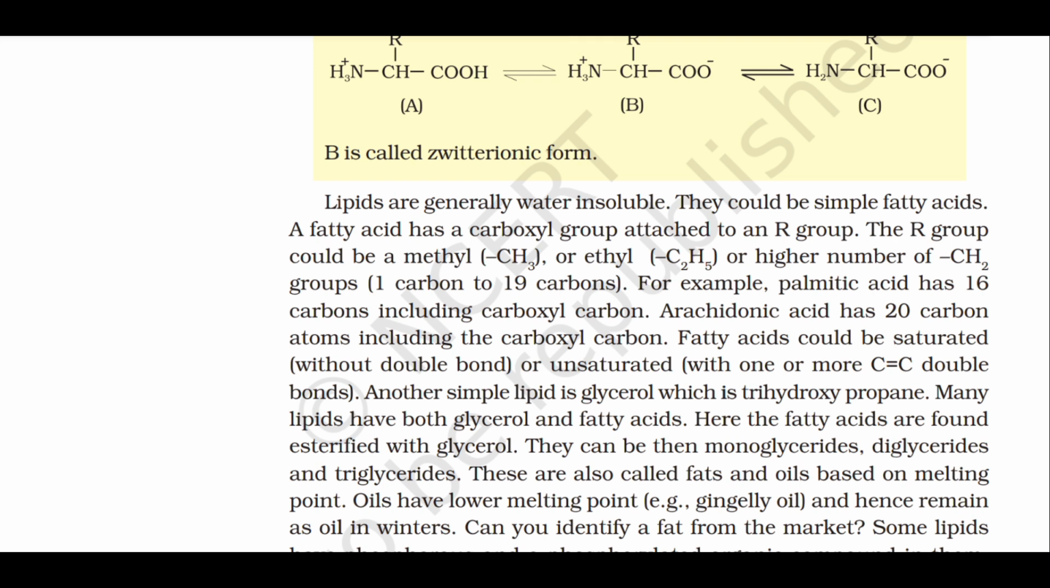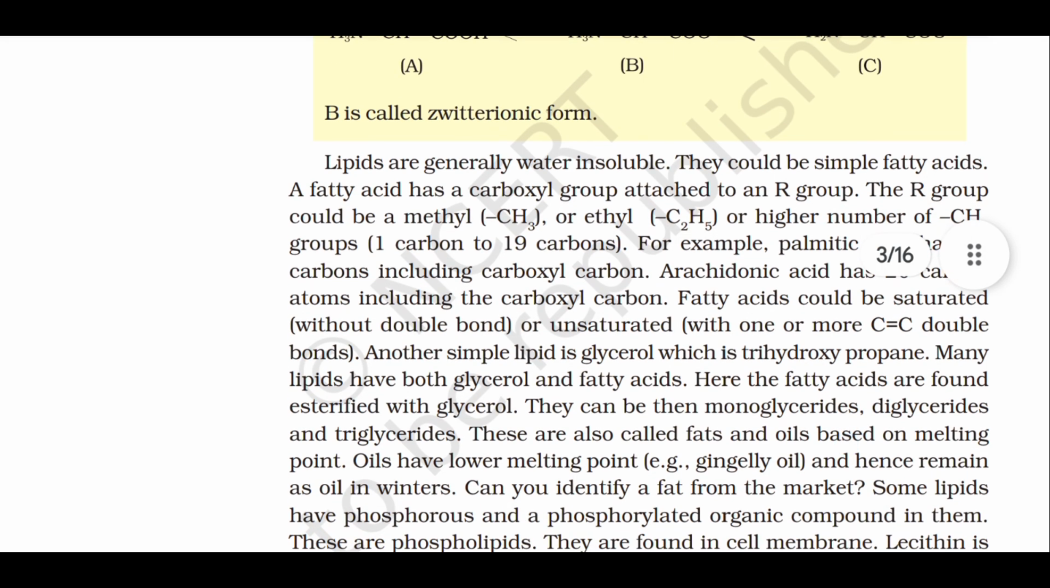1 carbon to 19 carbons. For example, palmitic acid has 16 carbons, including the carboxyl carbon. Arachidonic acid has 20 carbon atoms, including the carboxyl carbon. Fatty acids could be saturated without a double bond, or unsaturated with one or more carbon-carbon double bonds.